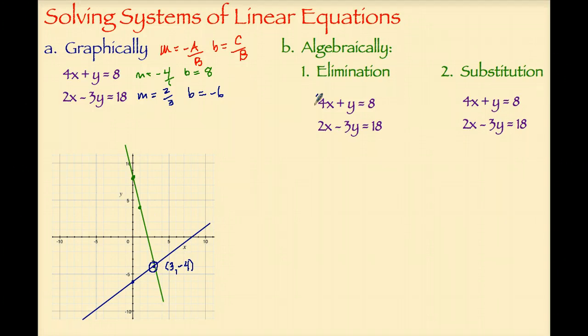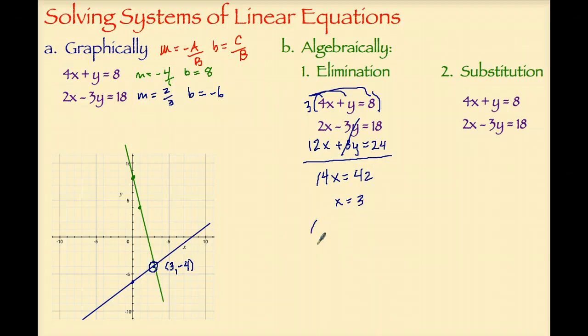In this case, though, if I just multiply this top equation by 3 everywhere, remember I'm allowed to do it as long as I do it to both sides of the equation, and rewrite it down here, I get 12x plus 3y equals 24. Now when I add the two equations together, the y variables cancel completely. This gives me 14x equals 42. Dividing by 14, the x coordinate of my solution is 3. Now I can use that in one of the original equations to solve for the y coordinate. I'll just use the first equation. 4 times 3 is 12, and when I subtract that from 8, I get negative 4. So notice my algebraic method verifies what I got graphically before.